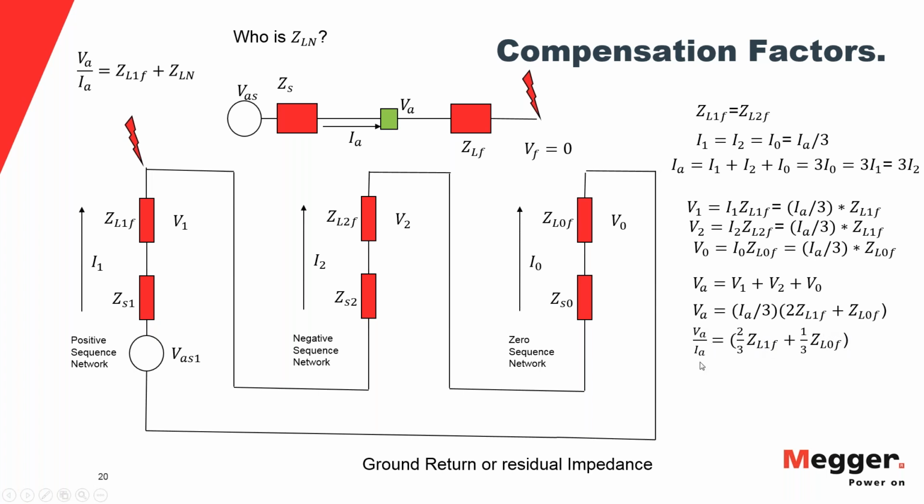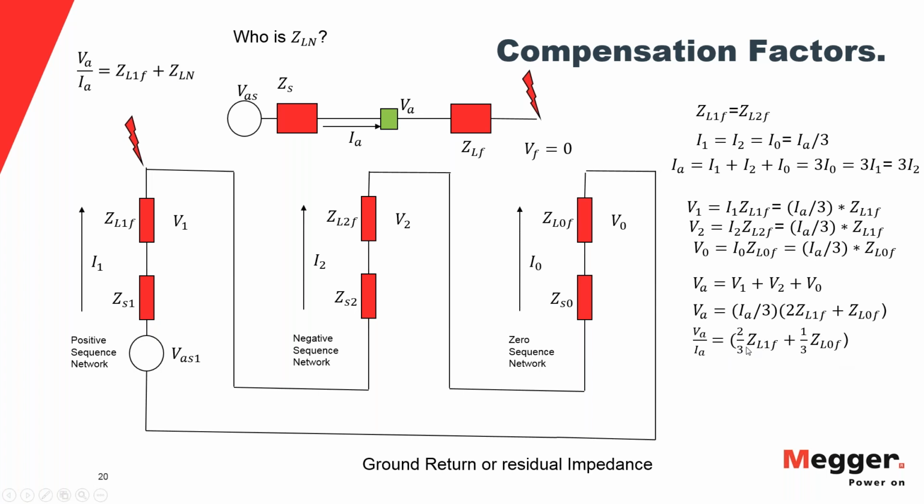Now, VA divided by IA is what we are looking for, because we want to know who this guy is. We now know what VA divided by IA is in this network here. And VA divided by IA is this term, which looks familiar because it's the same, except it's 2/3 of this plus something else. So what we need to do is make this whole in order to take this term out and realize what the term is.